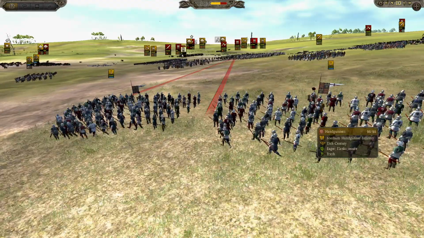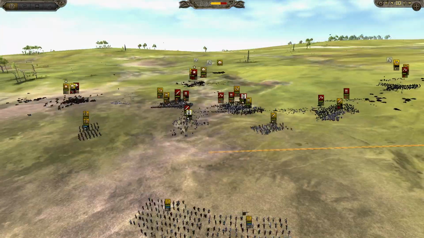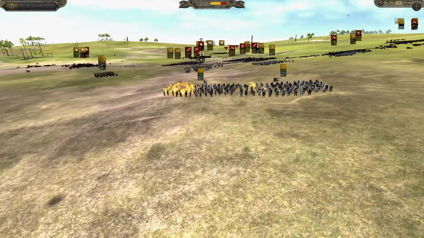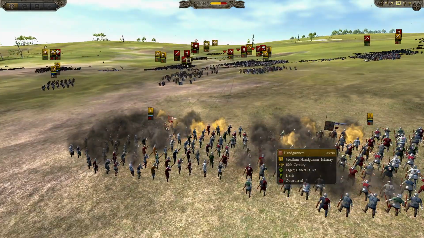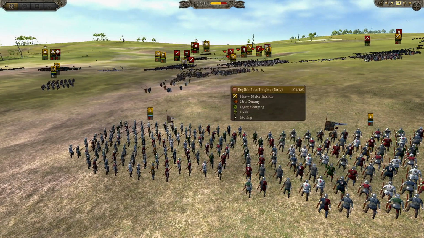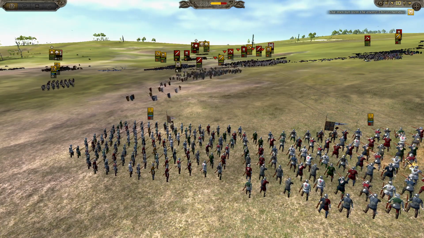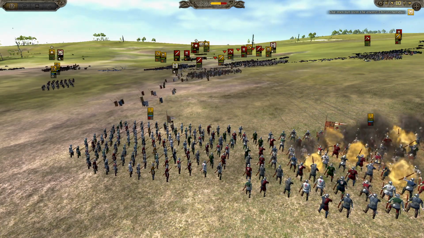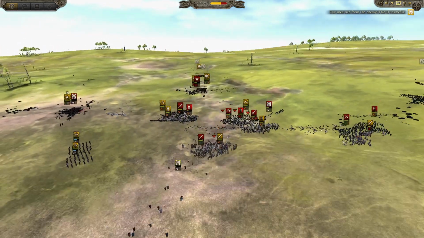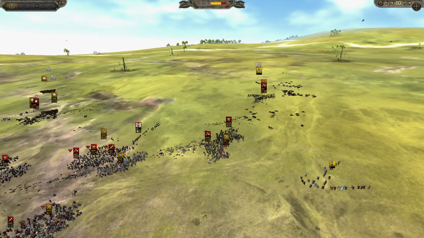So we'll let them line up. Let's see. Nope, we move them back a little bit. There we go. Now you'll see they'll get their shots in. This unit here possibly could have hit some of my units, but I had to get that unit in here to intercept their melee unit.